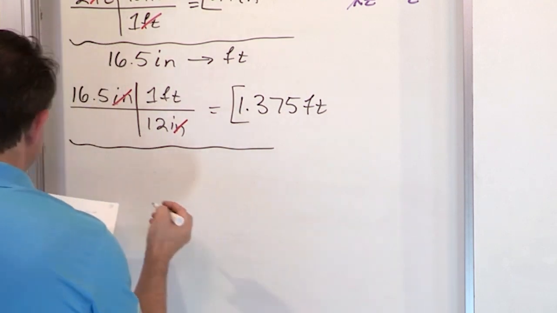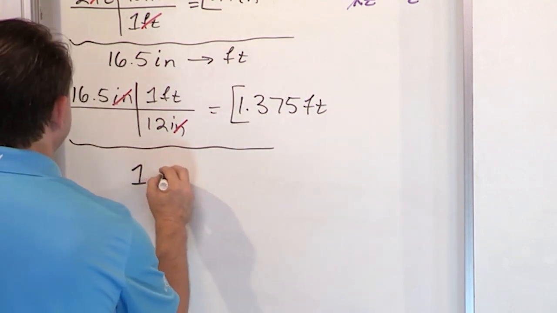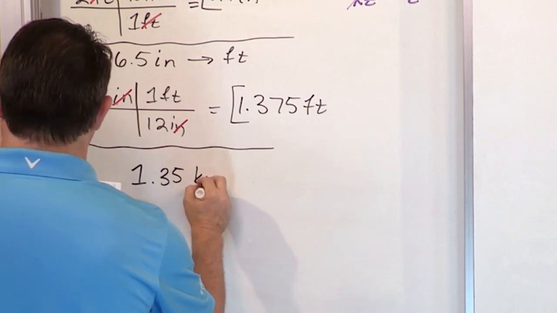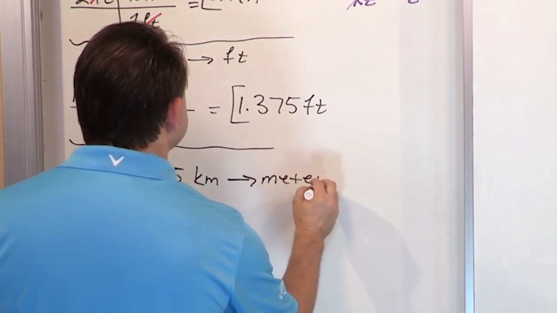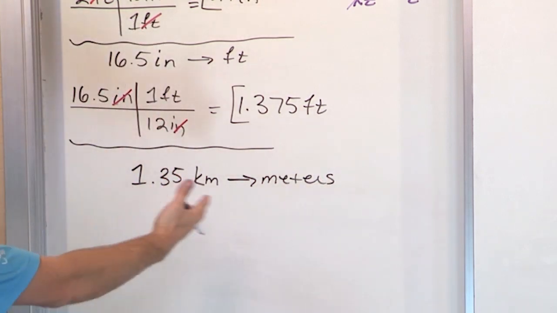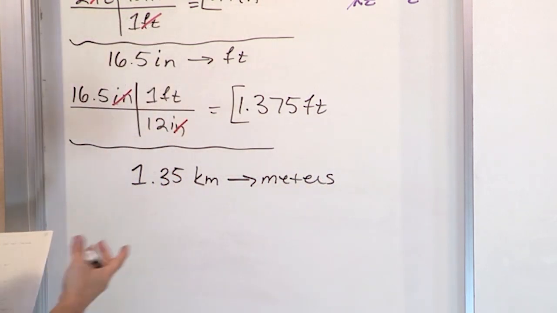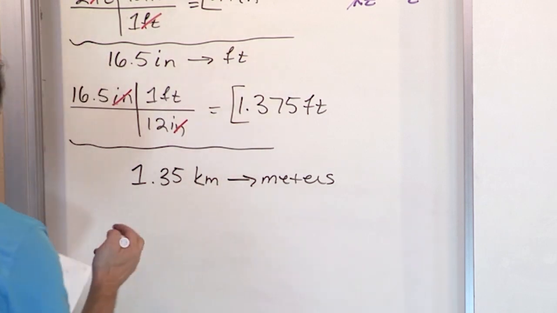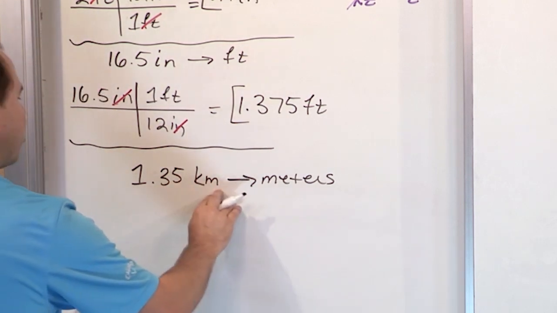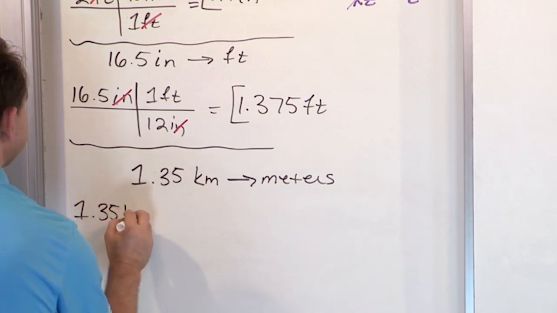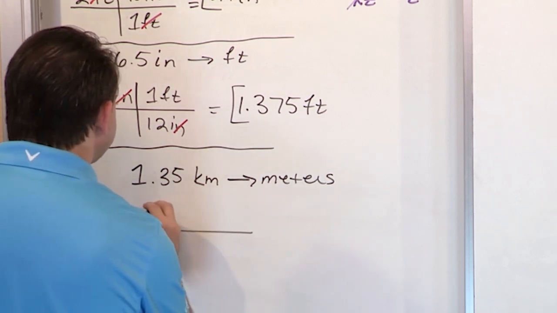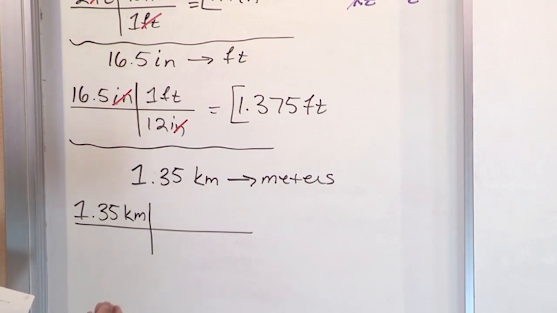Still not very complicated yet, but what if you had 1.35 kilometers, and we're going to convert that to meters? Okay, again, most of you probably know roughly what to do here, but if you don't know, how would we solve it? Well, you start out with what you know. You write down 1.35 kilometers. Now, from our previous lesson, we know that there's 1,000 meters in a kilometer.